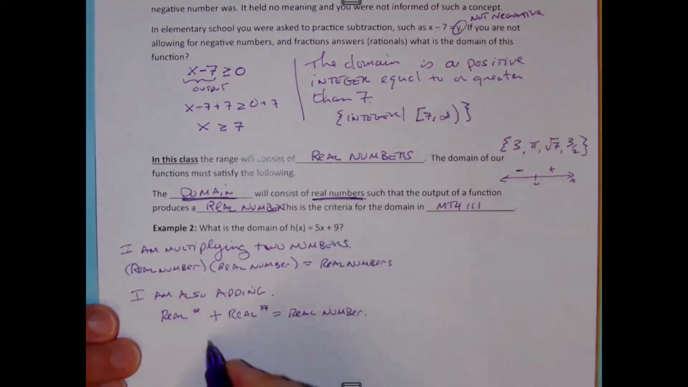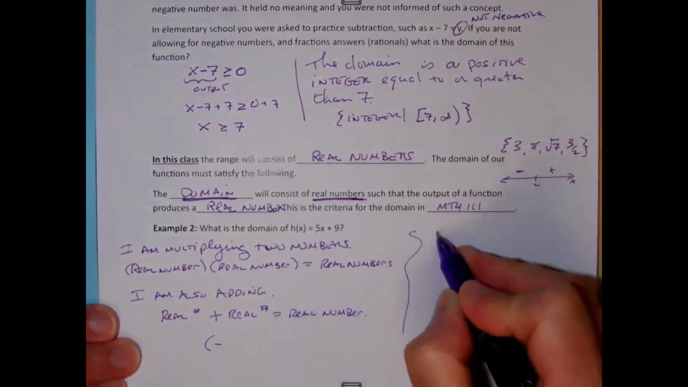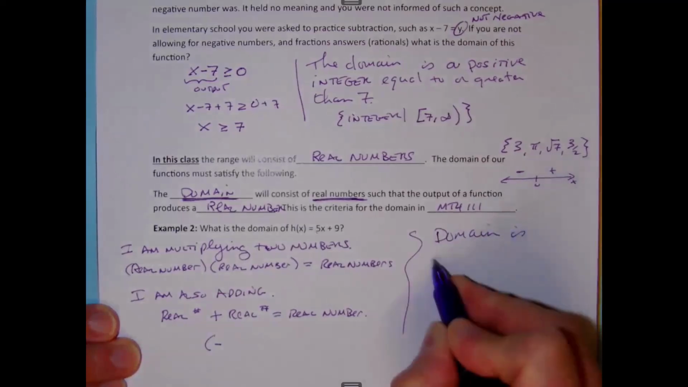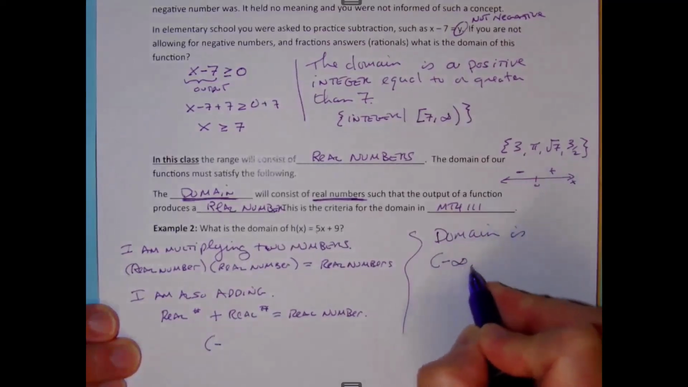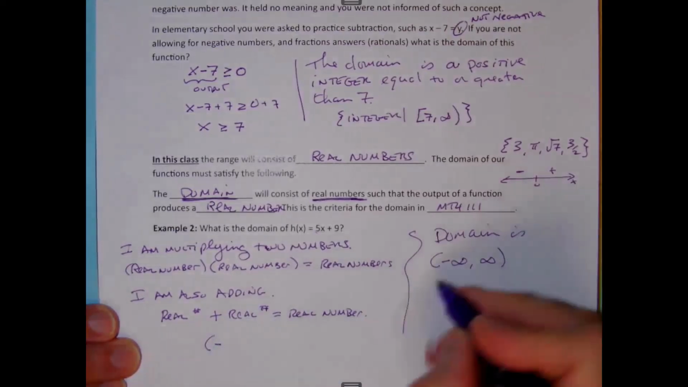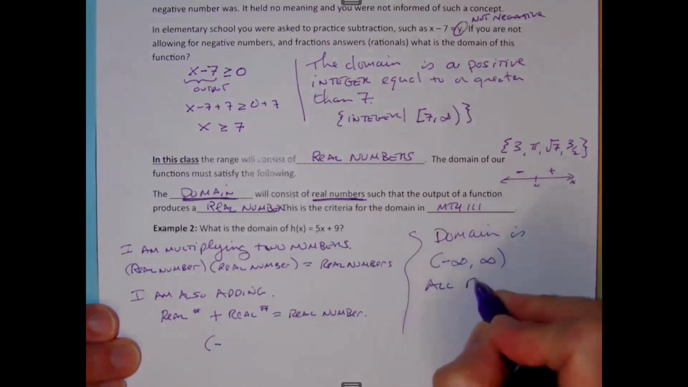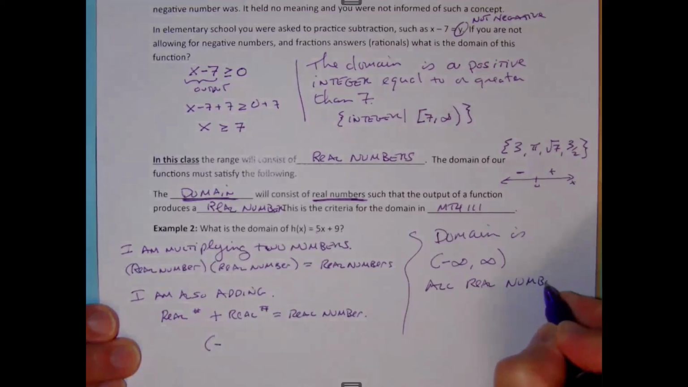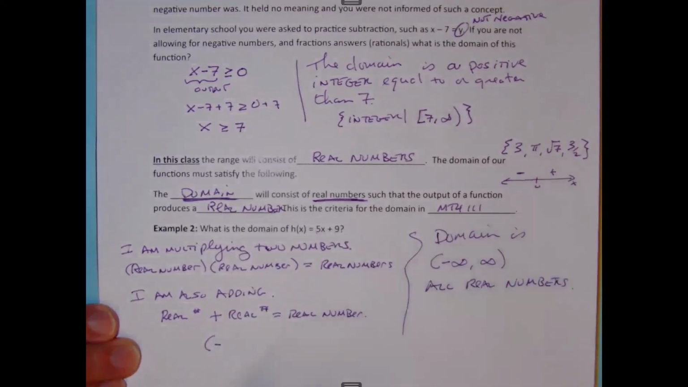So the answer is going to be the domain, and I'll use interval notation to describe it: everything, negative infinity to infinity. In other words, all real numbers. Nothing is excluded.